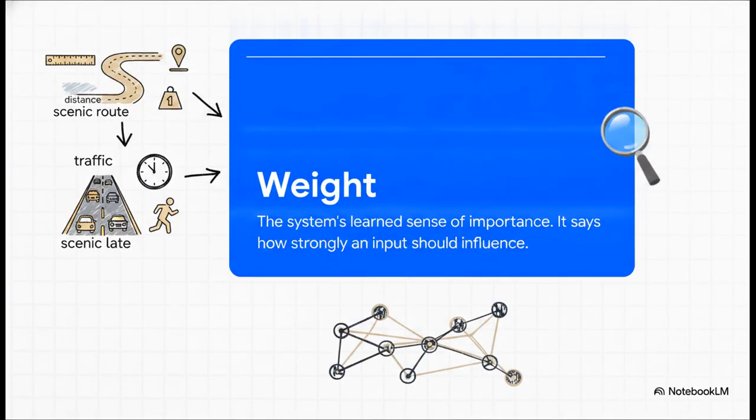Let's start with weights. Think of a weight as the system's learned sense of importance. Imagine you are choosing a route to a very important meeting. Distance matters, sure, and traffic matters too. But if you're already running 10 minutes late, the traffic suddenly matters way more than taking the scenic route, right? A weight is just the system's adjustable way of saying, okay, this particular signal should count this much. It decides which signals influence the outcome heavily and which ones barely matter at all.